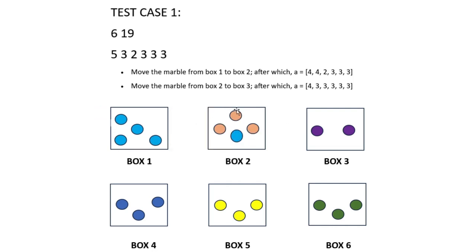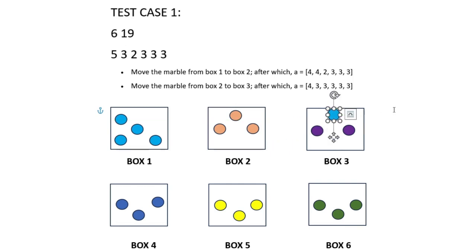After moving the marble from box 1 to box 2, the number of marbles in box 1 reduces by 1, whereas in box 2, the number of marbles increases by 1. This is move 1. Now for move 2, we have to move a marble from box 2 to box 3. So let's move it.